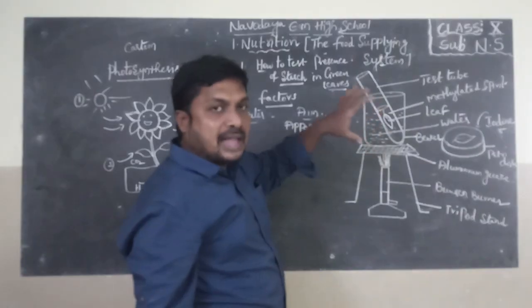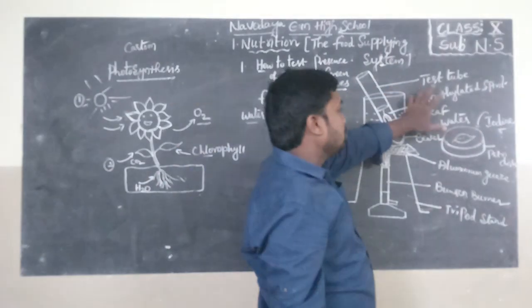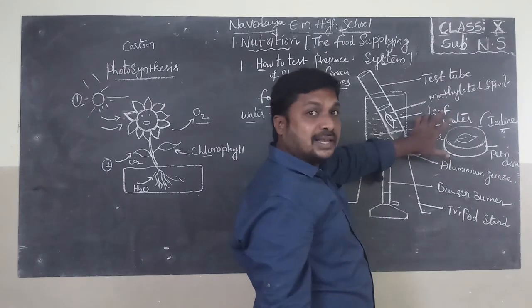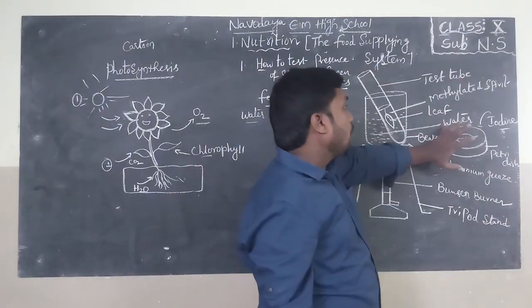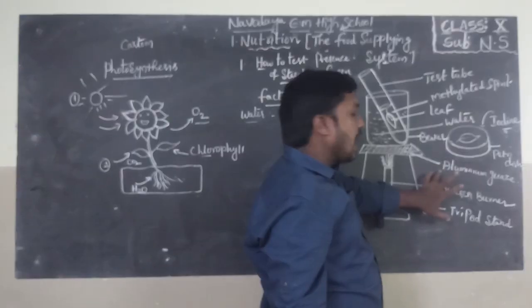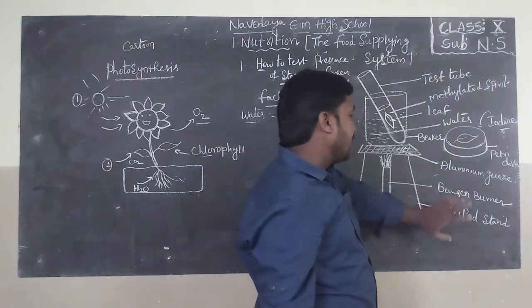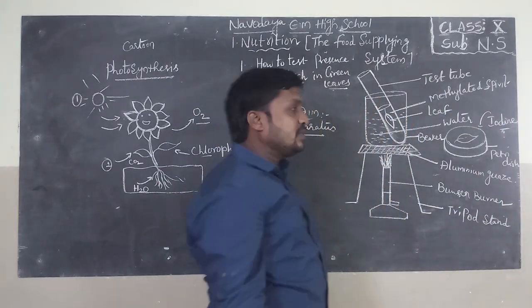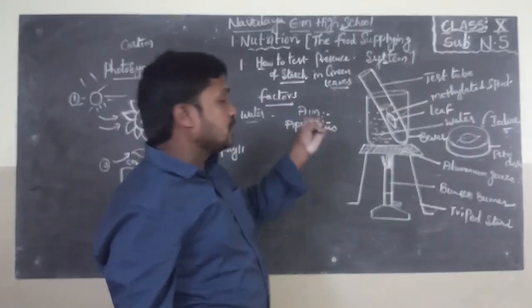Again I repeat the apparatus. One is test tube. Next one is methylated spirit or alcohol. Next one is a soft and thin leaf. Water, beaker, aluminium gauze, Bunsen burner, tripod stand, petri dish, iodine solution. These are the apparatus required to perform this experiment.